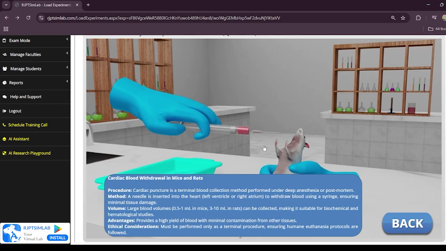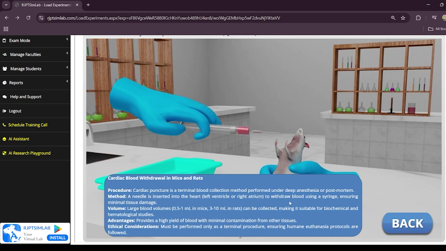And for this step, we have to give deep anesthesia dose to the animal so that it does not feel any pain during the step. The method is a needle is inserted into the heart to the left ventricle or the right atrium to withdraw blood using a syringe, ensuring minimal tissue damage.